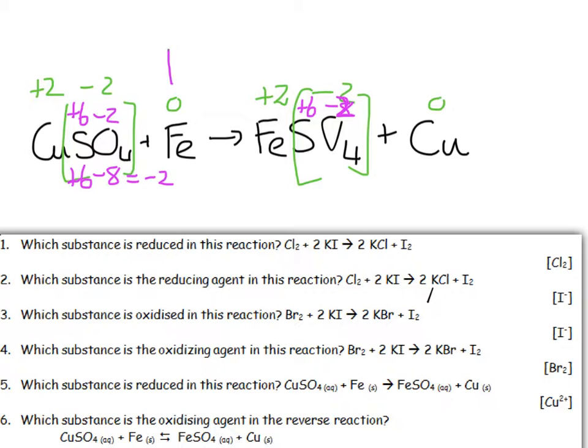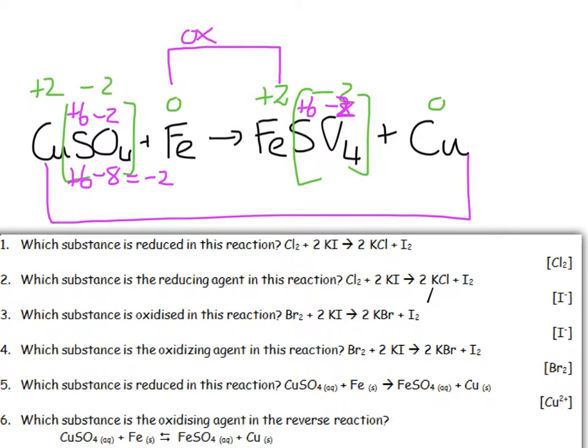We've got iron going from 0 to +2, so it is oxidized. And we have got copper going from +2 to 0, so that is reduced. It has gained electrons. You're then going to say which substance has been reduced. The substance that has been reduced is the copper 2+. And which substance is an oxidizing agent?